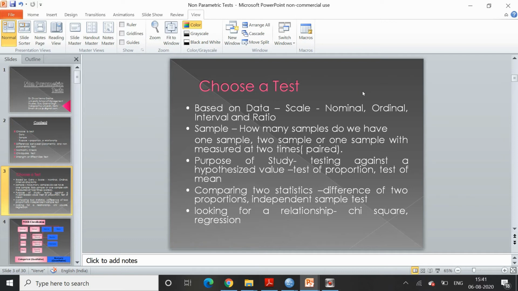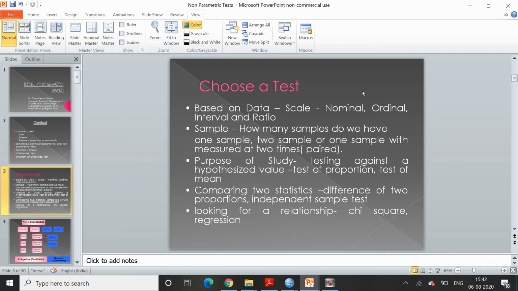Then what is our sample size? How many samples do we have? Based on that also we choose which non-parametric test or parametric test we have to apply. Do we have 1 sample or 2 samples, or 1 sample which is measured 2 times so that we can do some kind of pairing? So based on that, there are various tests available on the basis of which we will choose.